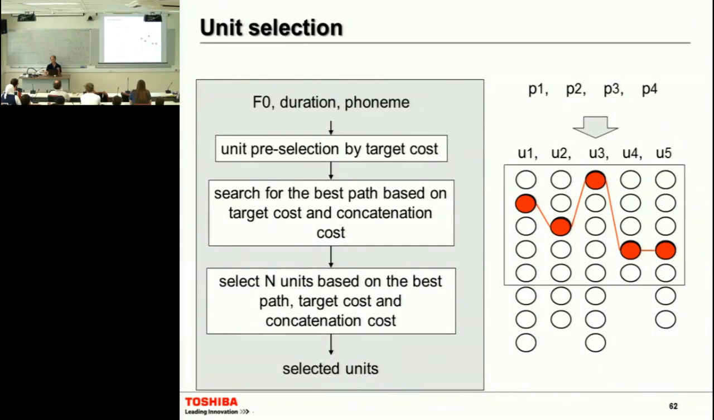So we selected the best path using the target cost and the concatenation cost, then select a number of units based on the best path and the target cost and the concatenation cost between this path. So once we find the best path, then we select multiple units based on the target cost between this unit and others, and also concatenation cost between, for example, this one and the previous, the best unit. Okay, like this.